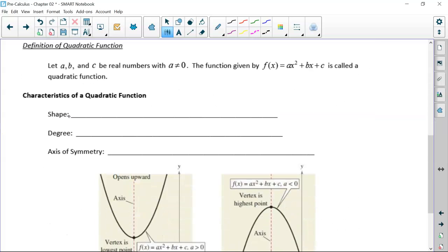Now, just some refreshers. Remember, the shape is U-shaped, and we call that a parabola. That's the shape of a quadratic. That's when the degree is 2. And the axis of symmetry is that vertical line through the x-coordinate of the vertex.